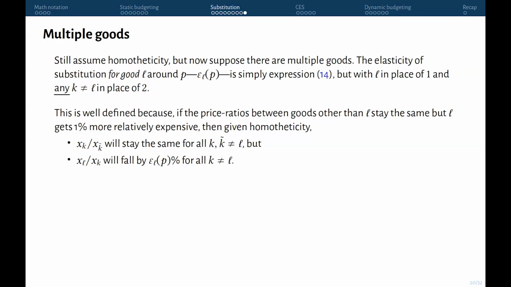Yeah, right, exactly. Sorry. So good L got 1% more expensive. You're going to buy a bit less of good L, and how much more you buy of good K is going to be the same for all K. So that's why the ratios are going to stay the same for every K tilde that's not L. And so you can just ask the question pairwise, what's the elasticity of substitution between L and K or between L and K tilde? And you're going to get the same number given homotheticity. It doesn't have to be obvious, but it turns out that that's true. And so we can just talk about what's the elasticity of substitution for good L around some particular price vector.